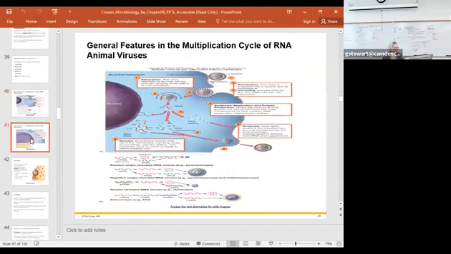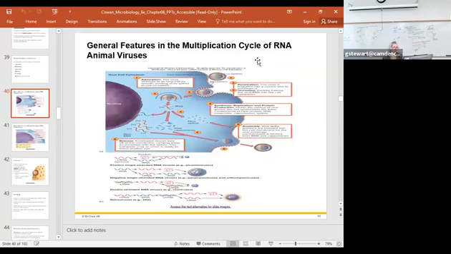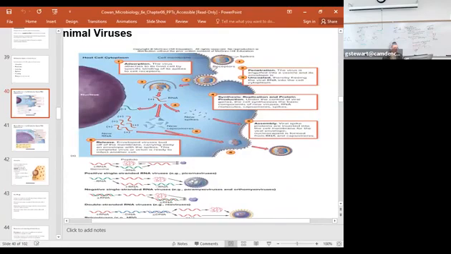Let's see if I can get this picture up here. Yeah, I don't know why it's so wonky. Let's see if I make it a little smaller. There we go. That's the best I can do.